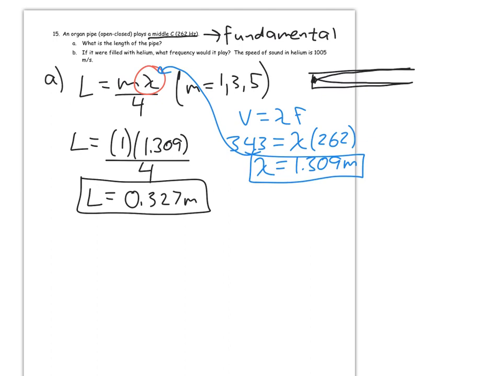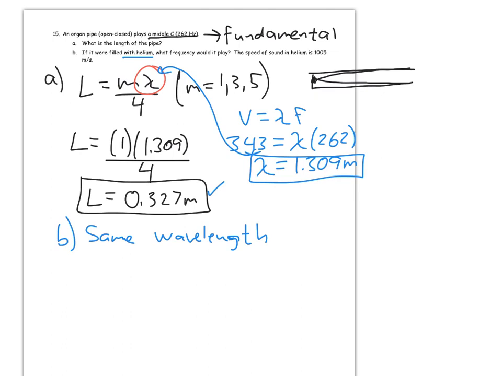Moving on to the second problem here, problem B. We want to know if we instead filled the pipe with helium, what frequency would that play? One of the keys is the length is going to be the same here, even if we fill it with helium, and therefore our wavelength will actually be the same as well. The length of the pipe hasn't changed. We're still talking about that fundamental frequency, and so this will be a case where the wavelength of this new wave, even though the velocity has changed, has remained the same.